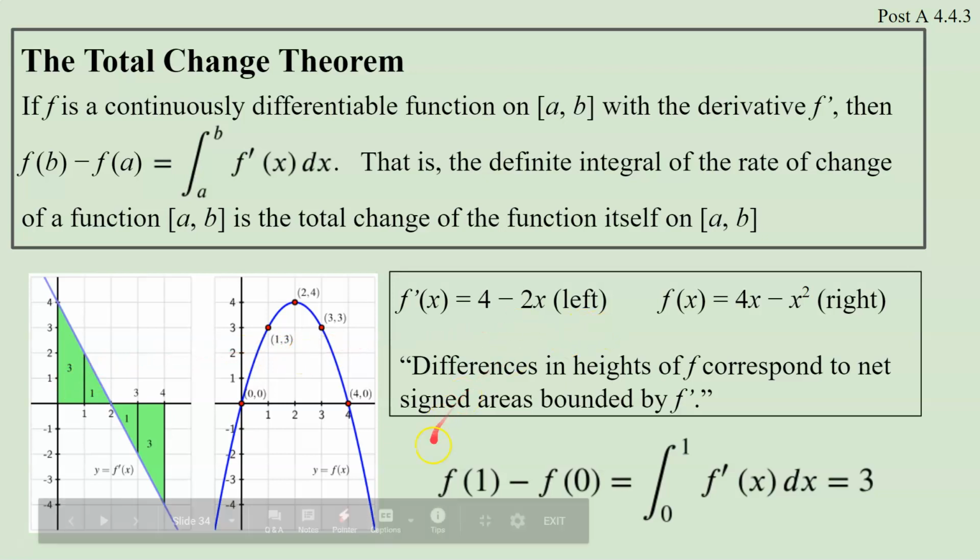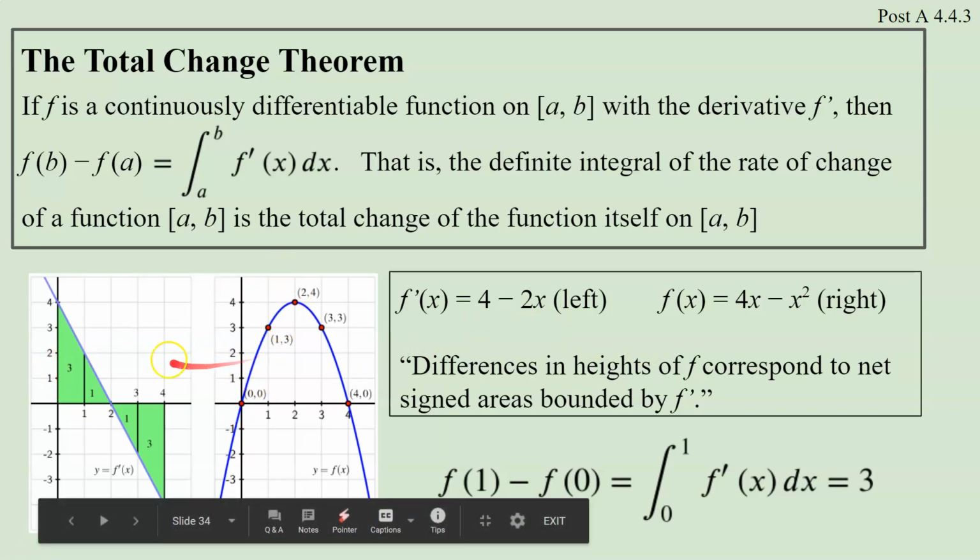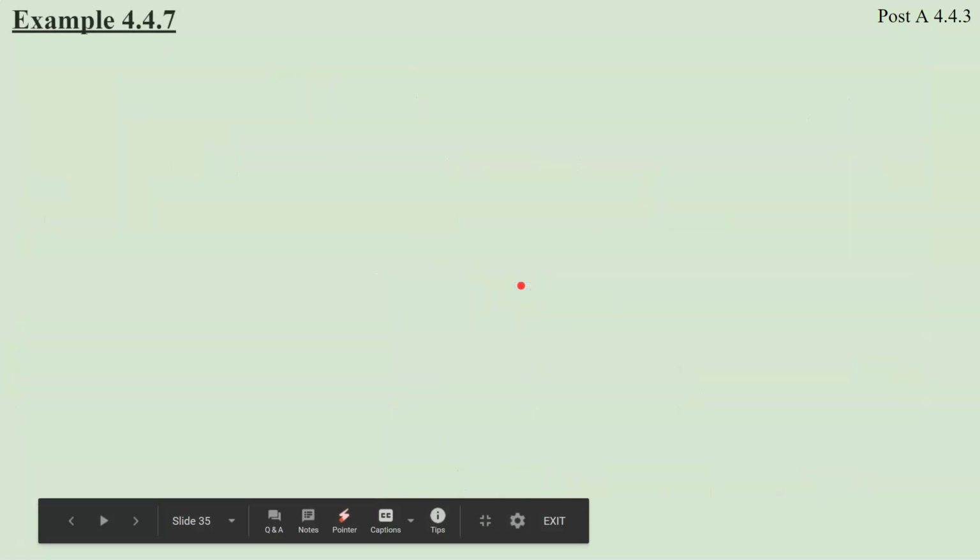So now you're seeing a very strong connection between a function, its derivative, the change in outputs versus the area under the curve. All of these things are connected. If you need to take another small break, take another small break.